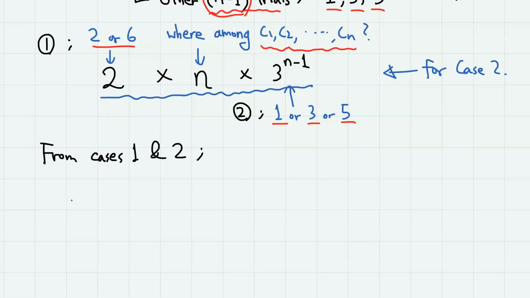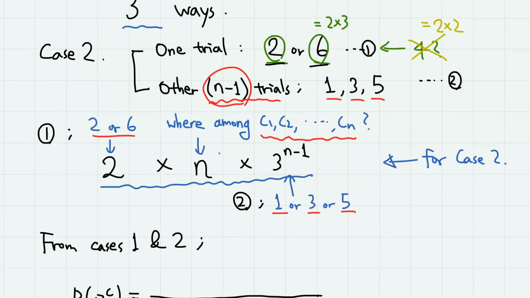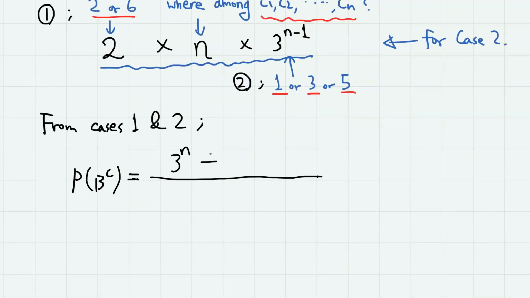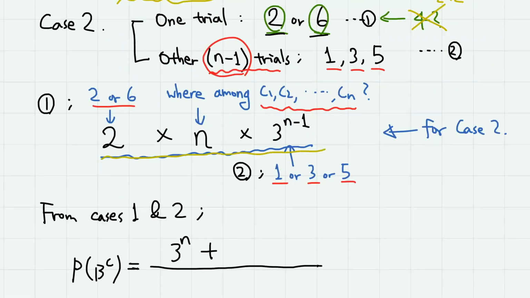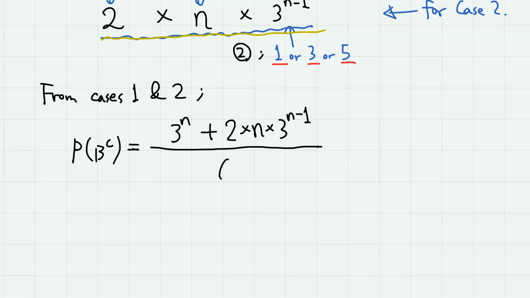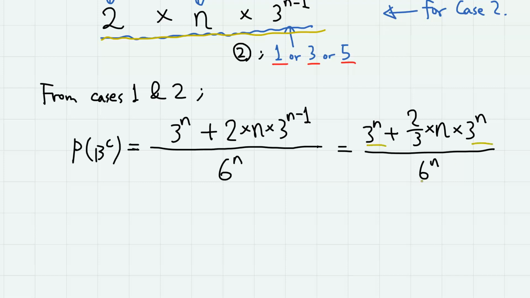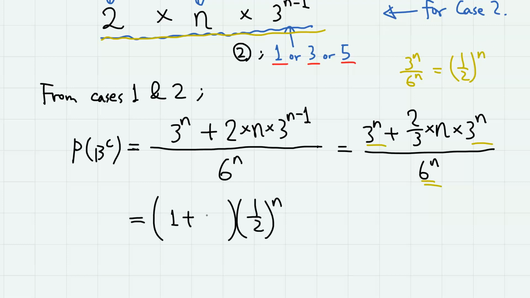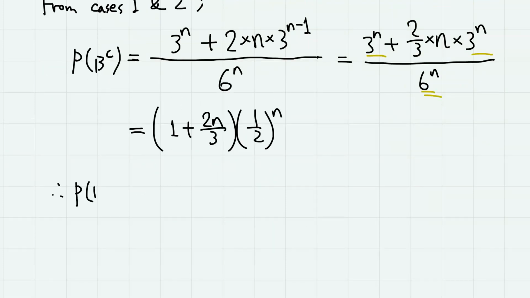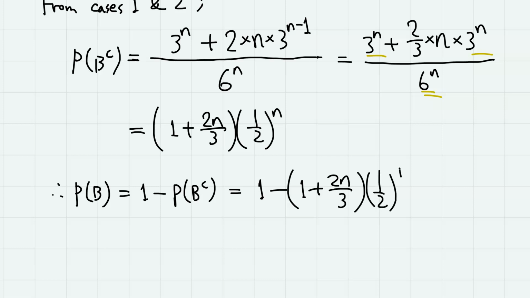Therefore, from cases 1 and 2, the probability for B complement, where x is not divisible by 4, is given as, first, for case 1, we have 3 to the power of n ways. Then, for case 2, we have this number of cases. And of course, the number of all possible outcomes are 6 to the power of n. And here, let's write this part as 2/3 times n times 3 to the power of n. Then we can extract 3 to the n over 6 to the n, which is simply 1/2 to the power of n. And here we have 1 plus 2n over 3. Therefore, the probability for event B is 1 minus the probability of B complement, which is 1 minus (1 plus 2n over 3) times 1/2 to the power of n.